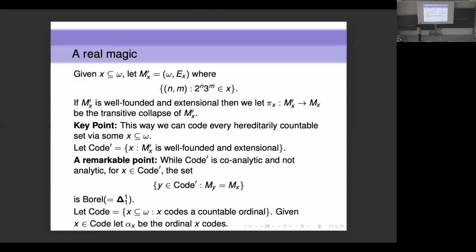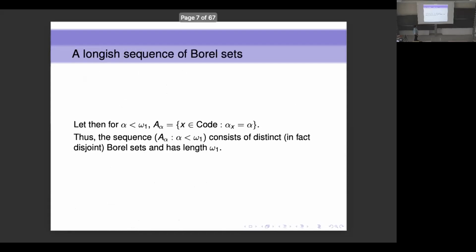Okay, so I don't want to tell you how you get to code ordinals, because probably we've all seen this before, yeah? Okay, so now we want to code ordinals by reals. Here's what happens. If you give me an ordinal less than omega 1, I can look at all the reals that code that ordinal. Yeah, and that's a Borel set, because I can fix the one code and then define the entire set in a Borel way, in a delta 1 way. Okay, so the sequence that you get is of length omega 1, and it consists of Borel sets.